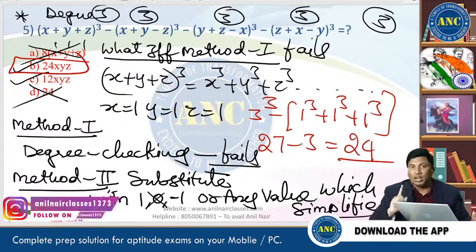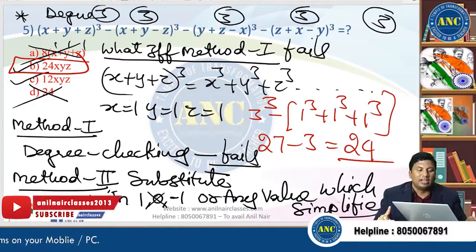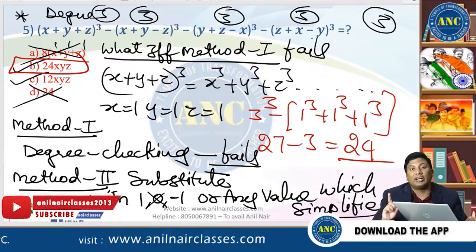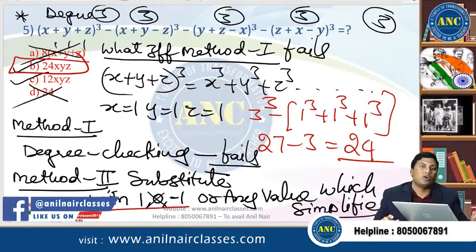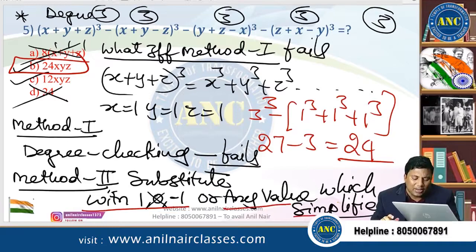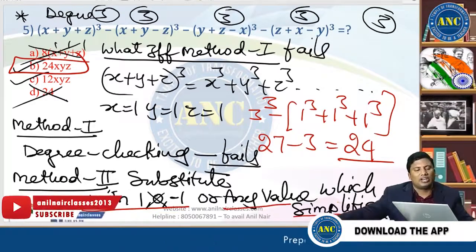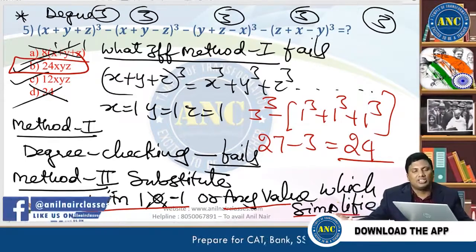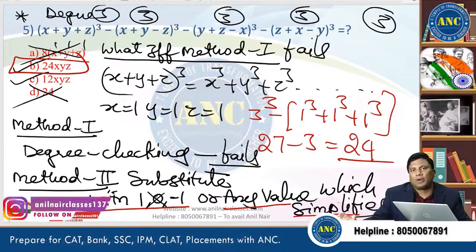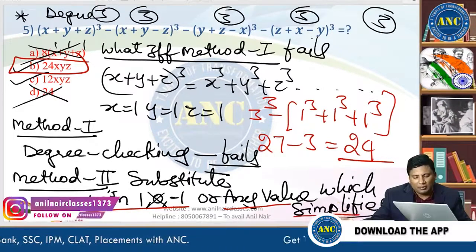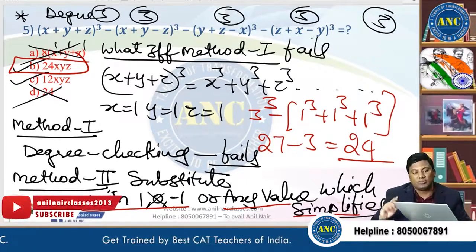So it is 24. First method: if the question contains variables and the answer contains variables, check the degree. If the degree is failing, go with the easiest values 1, 0 or minus 1 or any other value which helps you to solve the problem in seconds. So I took x value 1, y value 1, z value 1. 1 plus 1 plus 1 is 3 cube. 3 cube minus of 1 cube plus 1 cube plus 1 cube. 27 minus 3, I will get 24. Only one option is giving you 24. This is method 2.